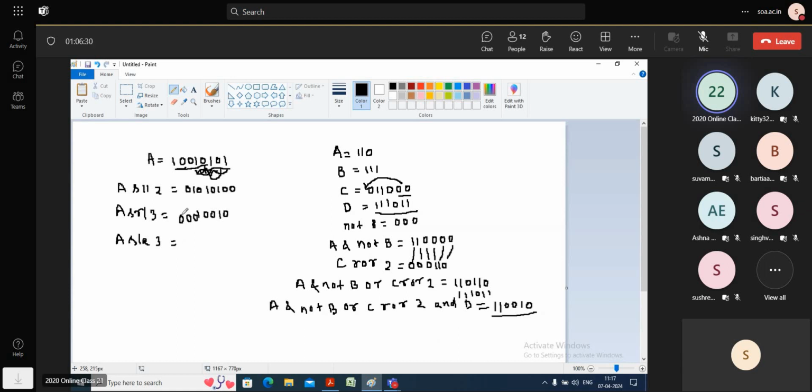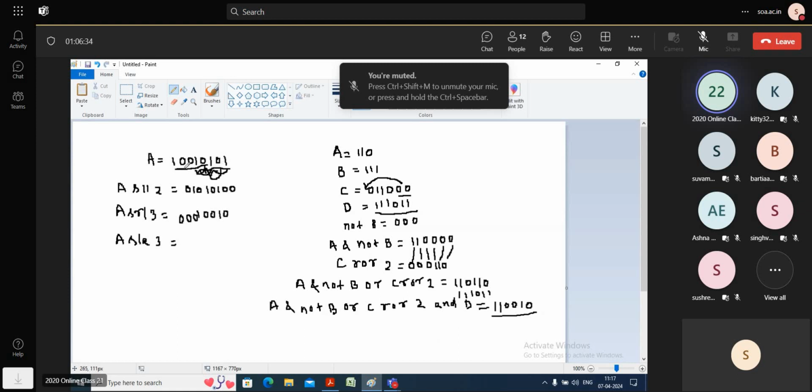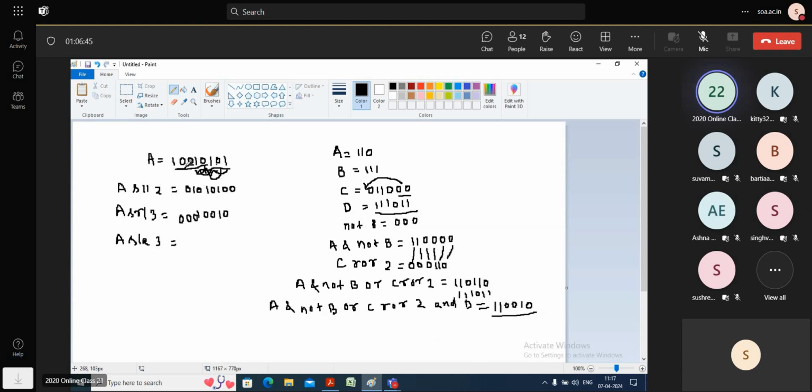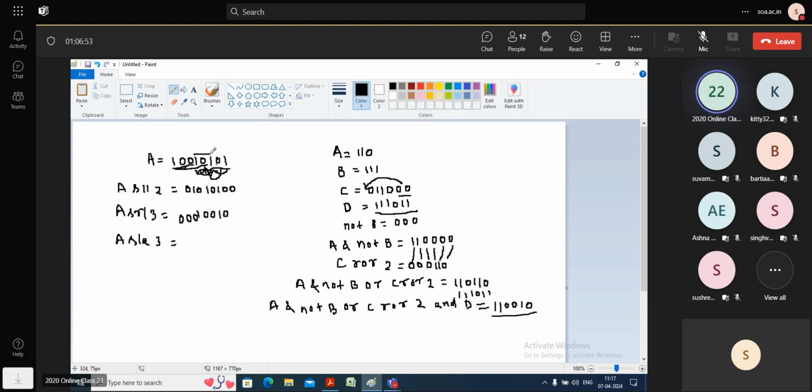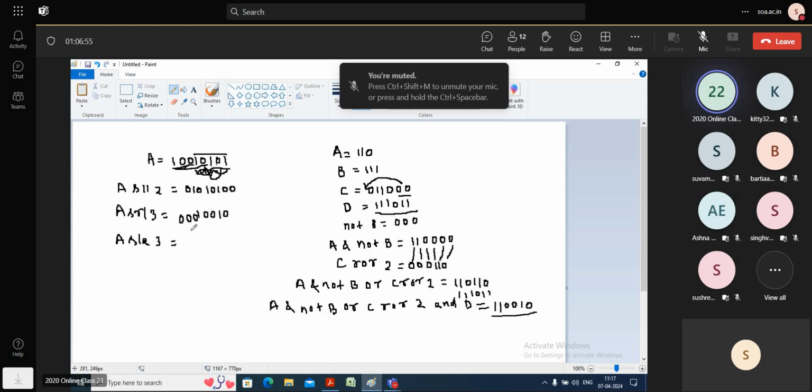So shift left arithmetic by 3 positions. These will be shifted towards the left by 3 positions. So now what will happen? These 3 will go away, 1 0 0. These will be shifted towards the left. 1 0 0 will go away. The rest, whatever is remaining, is 1 0 1 0 1.